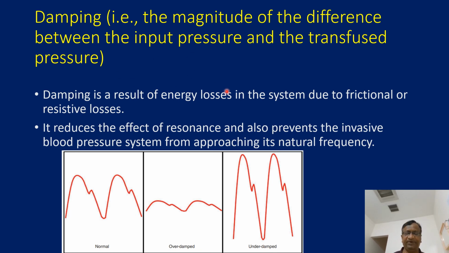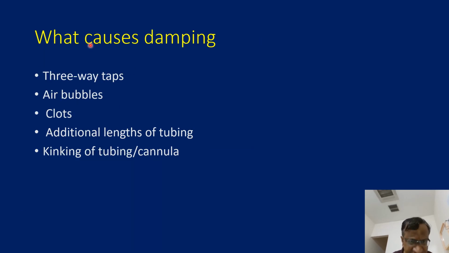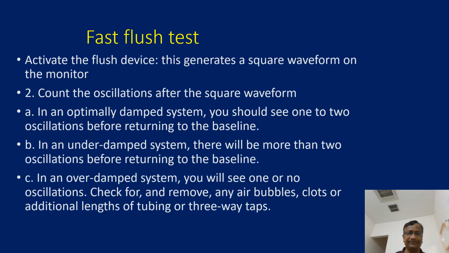Now, what is damping? Damping is the magnitude of the difference between the input pressure and the transmitted pressure. Something is causing a decrease in the pressure. That is what is called damping. Now, normal, over damp, under damp. See here, the same patient, it is over damp. You have three-way blocks, air bubbles, clots, additional length of tubings, kinking of tubings, all these will cause damping.